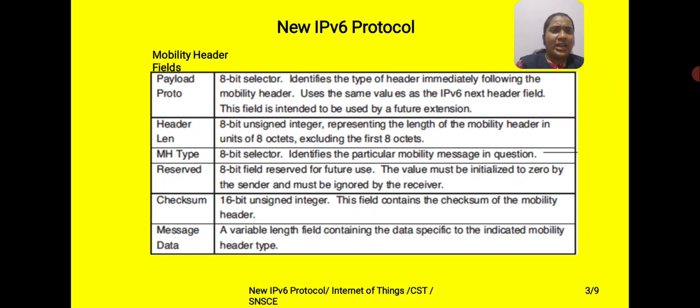Header length is an 8-bit unsigned integer representing the length of the mobility header in units of 8 octets, excluding the first 8 octets. MH type is an 8-bit selector that identifies the particular mobility message in question. Reserved consists of 8 bits reserved for future use. Values must be initialized to 0 by the sender and must be ignored by the receiver. Checksum is a 16-bit unsigned integer that contains the checksum of the mobility header. Message data is a variable length field containing the data specific to the indicated mobility header type.